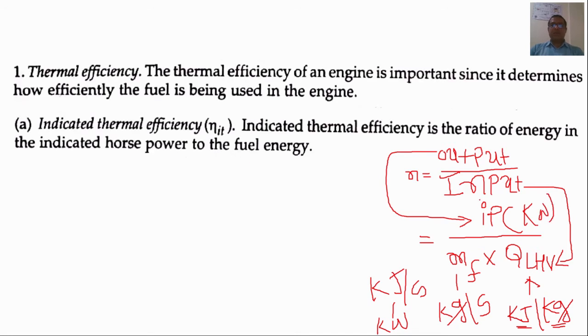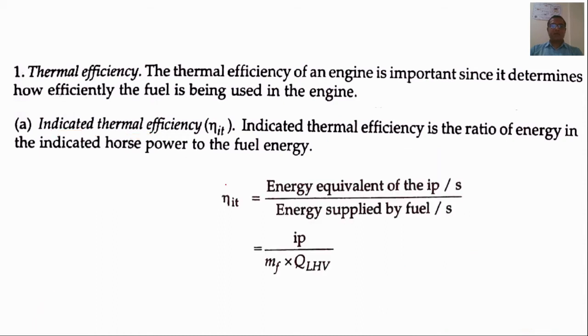So by putting the values of the indicated power, mass flow rate of the fuel and lower heating value of the fuel, you will get indicated thermal efficiency. So finally, as we have discussed, this is eta IT, indicated thermal efficiency. Now this is energy equivalent of IP, or in short form you can say that it is indicated power, and it is taken in kilowatt. This is kilojoule per second.